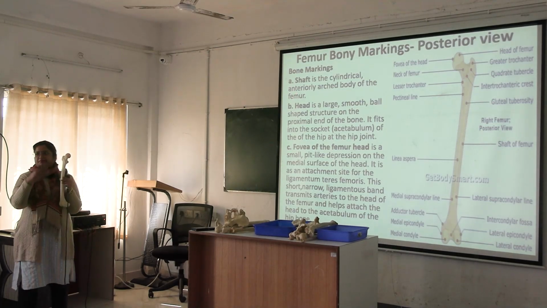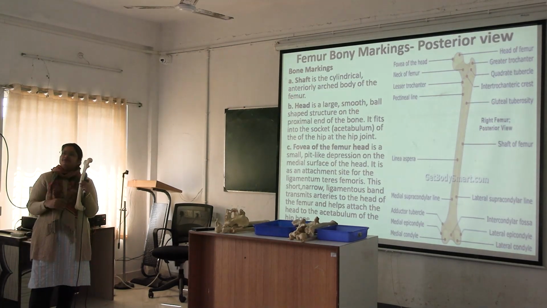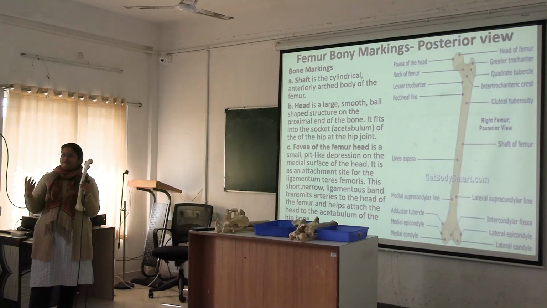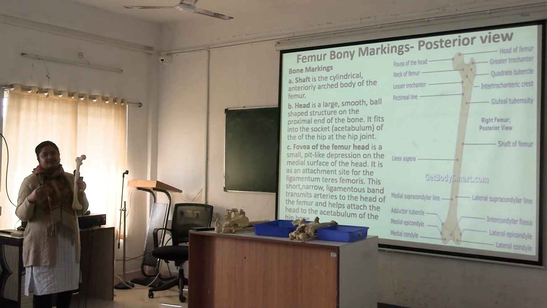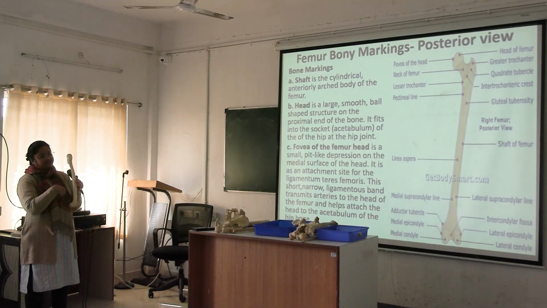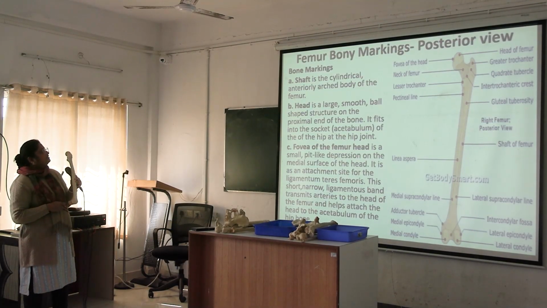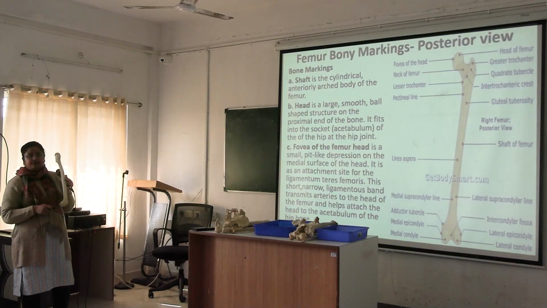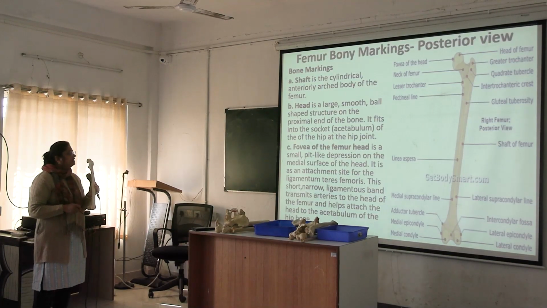So we have discussed all the specific features visible from the anterior aspect. Next, we are going to the posterior view. Some will be the same, some different. First is the shaft. The shaft is the same. The shaft is the cylindrical, anteriorly arched body of the femur. Next is the head. The head is also the same.